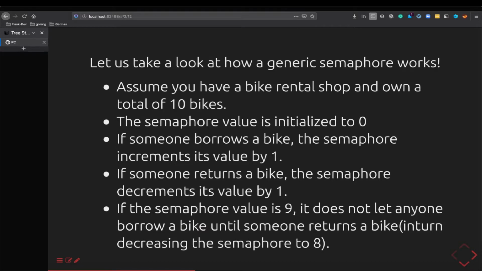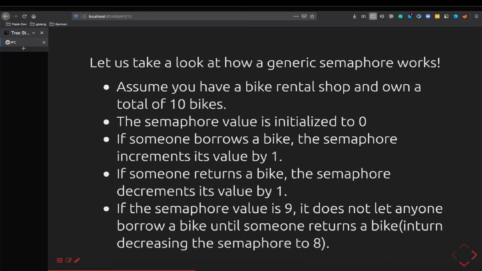So now let us look at how a generic semaphore works. Okay, a generic semaphore is also called a counting semaphore, just for your information. So let's take a quick example here. Let's say you own a bike rental shop and you have 10 bikes in the shop which can be rented out. Let's say you start with a semaphore value which is initialized to 0. If someone is coming to borrow a bike, what you do is you increment the semaphore value by 1.